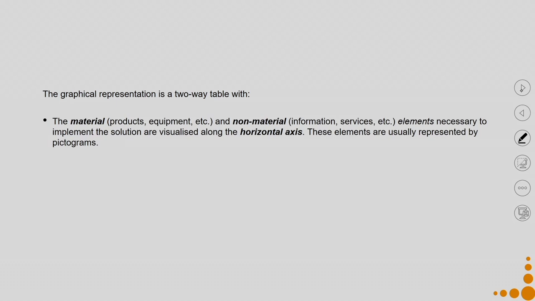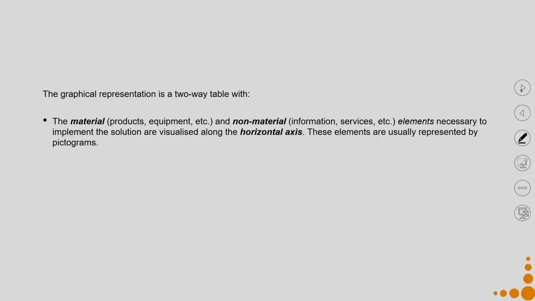This solution element brief table construction will vary from project to project. So, you have to keep in mind that you have to represent all the material and non-material elements of that particular system on the horizontal axis. Your material aspects can be products, equipment and so on. Non-material can be information, services, finances and so on. So, elements necessary to implement the solution are visualized along the horizontal axis.